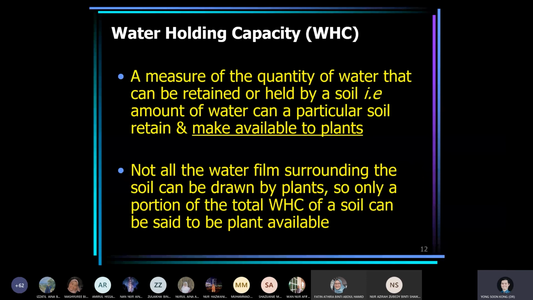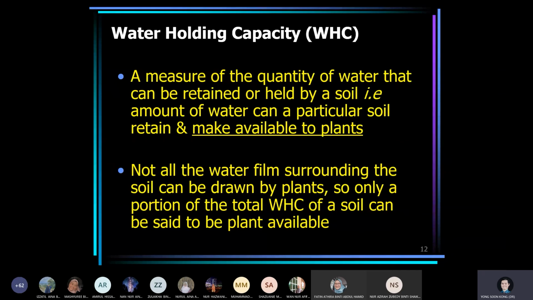So okay, now calculation done. Now what next? We have a term that we need to get familiar with first. There's a word called water holding capacity. So what is that? That means the amount of water that can be retained by a soil. Now, most likely this water holding capacity, we are going to call it field capacity as well.